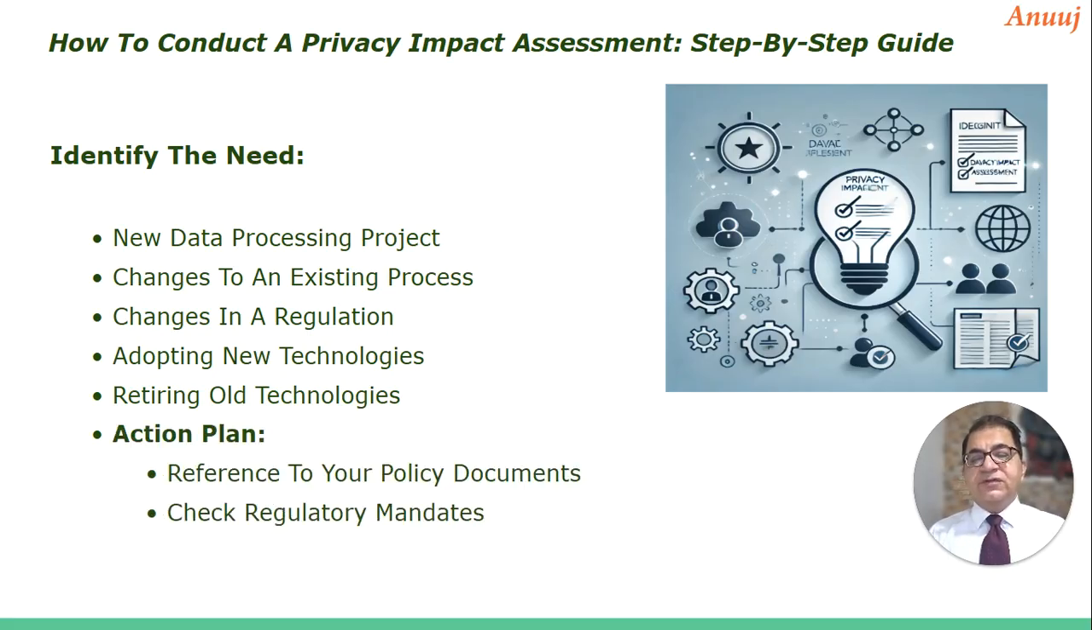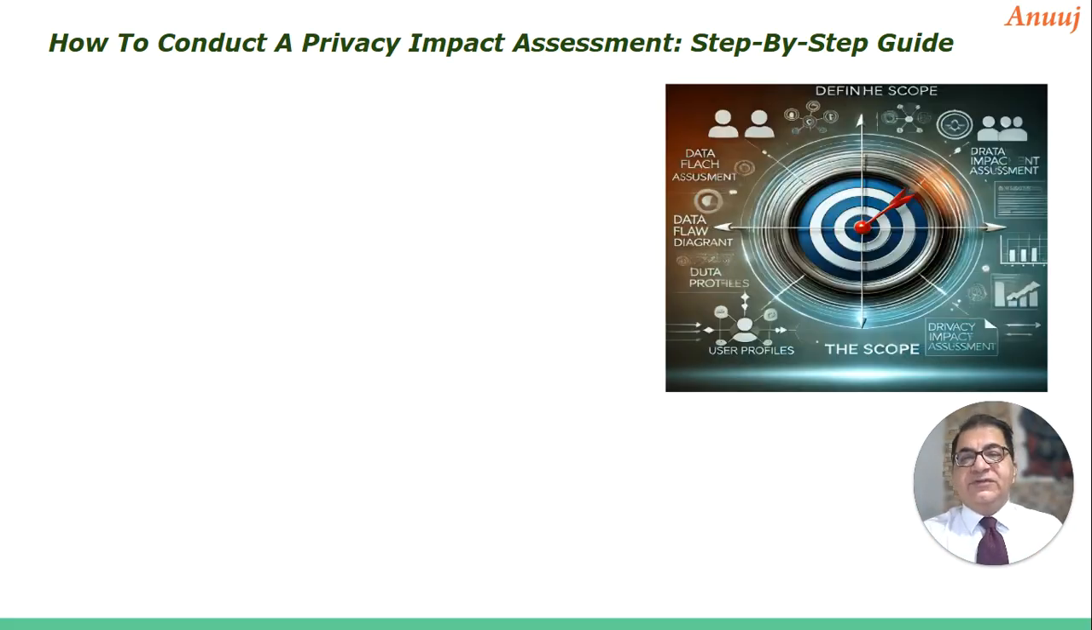So what you should do is refer to your policy documents. What is it that you decided in your organization? How do you want your organization to function for a given function? And check what the regulatory mandates are. Map them together. This is my data. This is what I have promised, and these are the regulatory mandates. And when you are mapping them with regulatory mandates, you might end up finding out there are some regulatory mandates that you are not currently adhering to with respect to your processes.